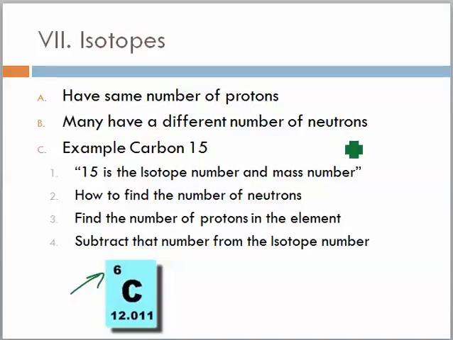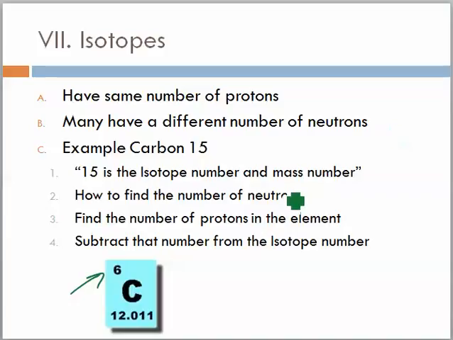Many have a different number of neutrons, and that's why we had the carbon 11, carbon 12, carbon 13, carbon 14. It's just a specific way to talk about what type of carbon atom we have. And if it has the same number of protons, then the only thing that can be different is the number of neutrons that it has. An example of this: 15 is the isotope number and the mass number.